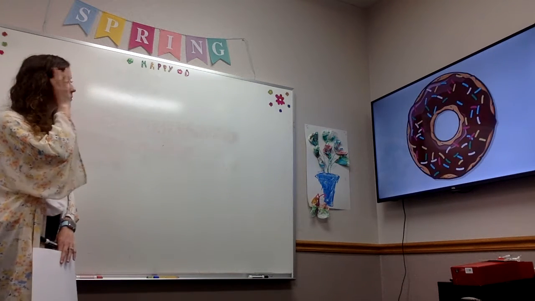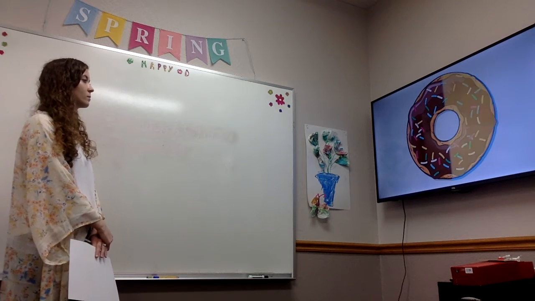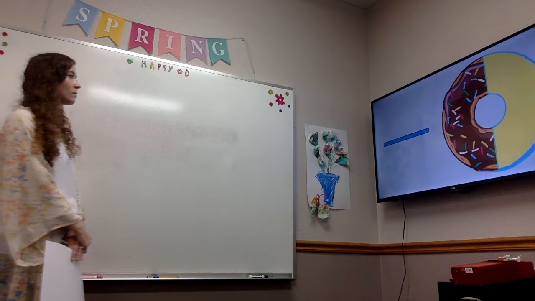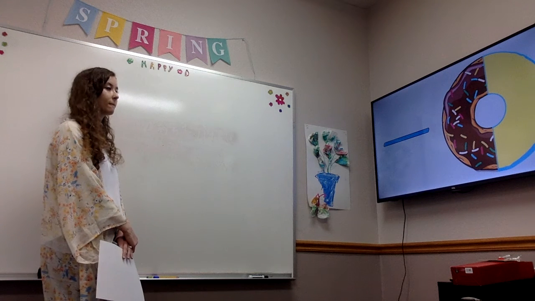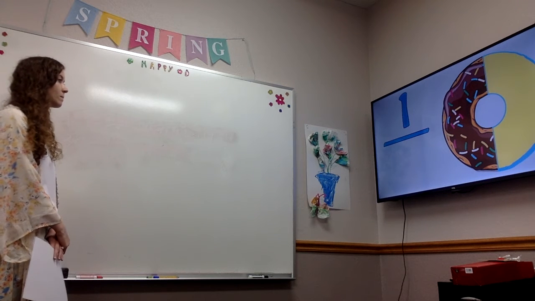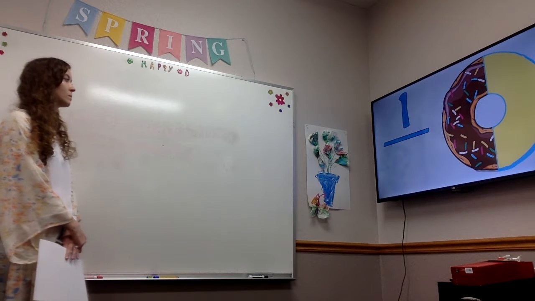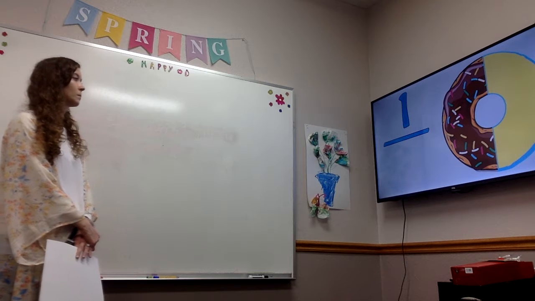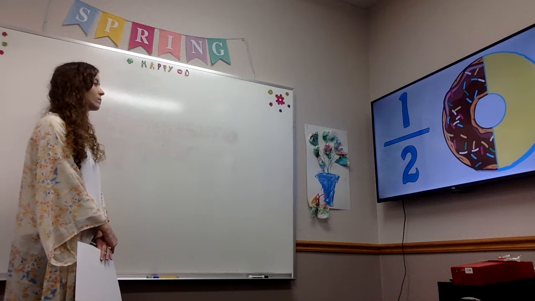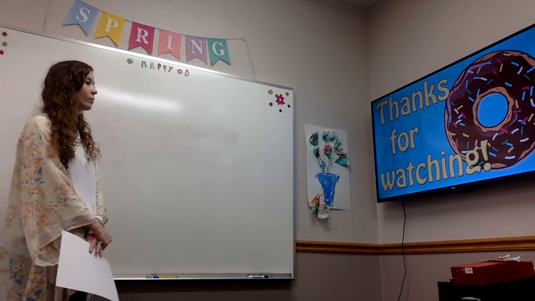Let's try one more example. If you and your friend have 1 donut to share, then you will cut it into 2 pieces. If there are 2 pieces of donut and you eat 1, what is the numerator of your fraction? That's right, the numerator is 1. What is the denominator? Right again, it's 2. When the fraction is 1/2, we call that one half. Thanks for watching.